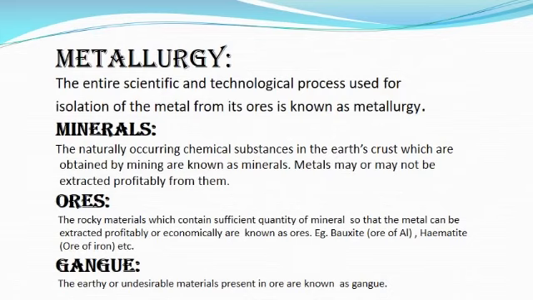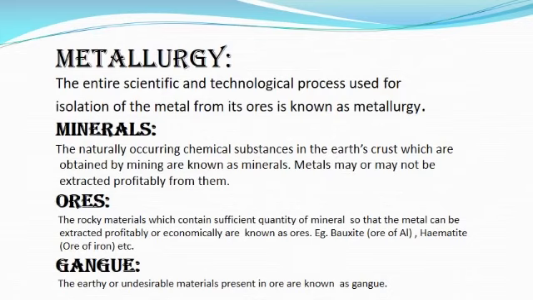Another important example is hematite. Hematite, the formula is Fe2O3, is considered an ore of iron because iron is most profitably extracted from Fe2O3 compared to any other mineral of iron. So in general we can state that all ores are minerals, but not all minerals of metals are ores.